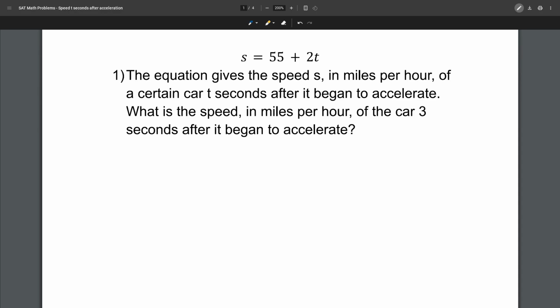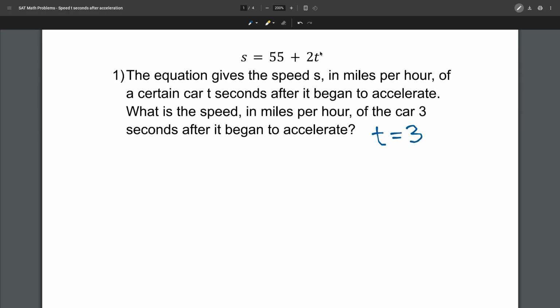Okay, let's get started. Let's look at this first one. We've got this equation, s equals 55 plus 2t. And the question reads, the equation gives the speed s in miles per hour of a certain car t seconds after it begins to accelerate. What is the speed in miles per hour of the car 3 seconds after it begins to accelerate? Okay, so t equals 3 in this particular case.